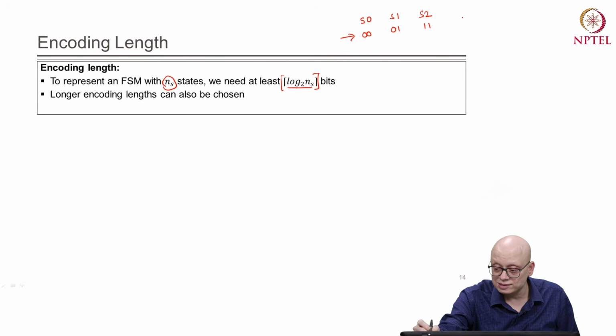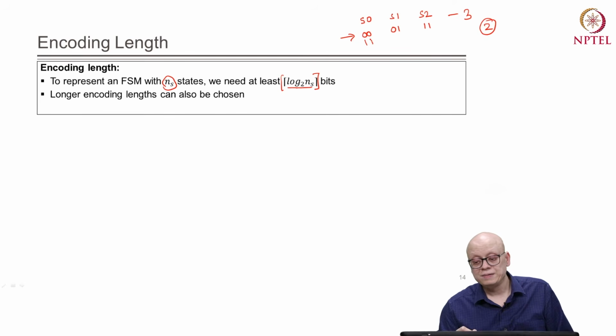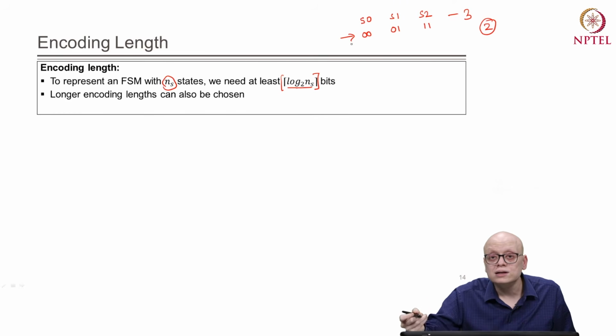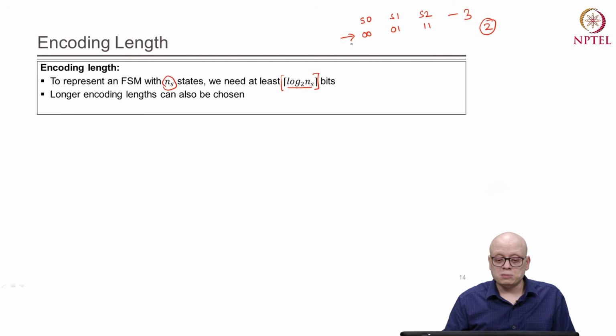For example, for the 3-state case, the minimum turns out to be 2, that is, we need at least 2 bits for the 3 states, right. But we can also choose a longer encoding, or the encoding length can be longer.